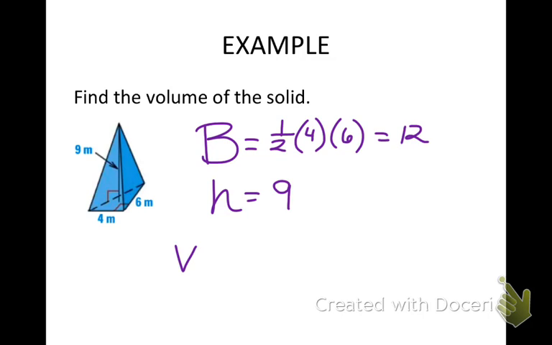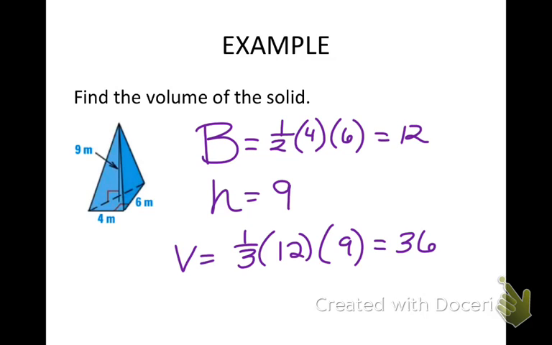So now I'll plug it into the formula. 1/3 times the area of your base times the height of the pyramid, which is 9. 1/3 of 12 is 4, times 9 is 36 meters cubed. If I had to find the surface area of this pyramid, then I would have to find the perimeter of my base, because we need a P for surface area, right? Then I would have to use the Pythagorean theorem, but luckily we don't.